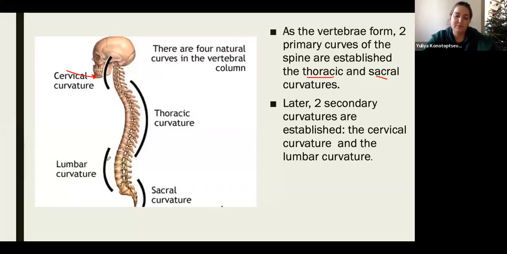Lumbar curvature appears when the baby learns how to walk, and as we know, girls usually walk sooner than boys. Average age for girls to walk is about 11 to 12 months. For boys it is about 13 to 14 months. Okay, so again, it's very subjective. It's just some average numbers for you. So lumbar curvature appears when you learn how to walk.